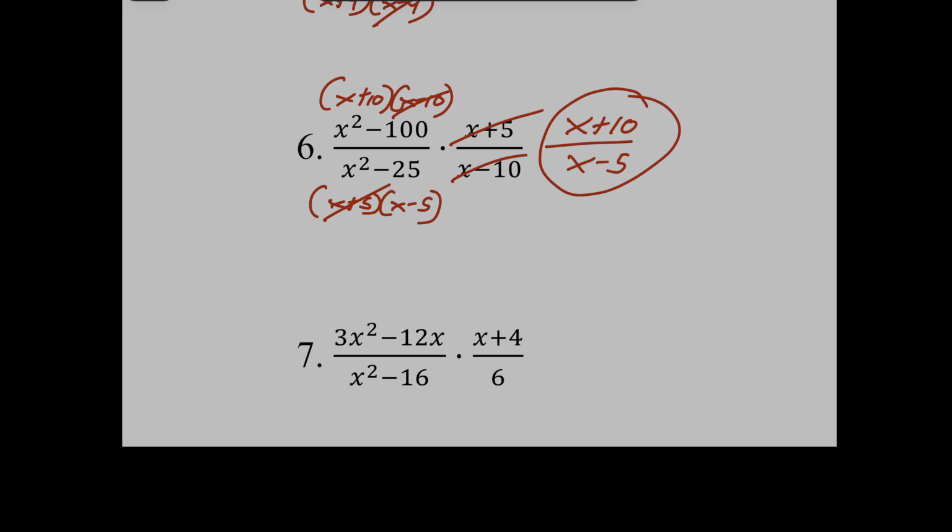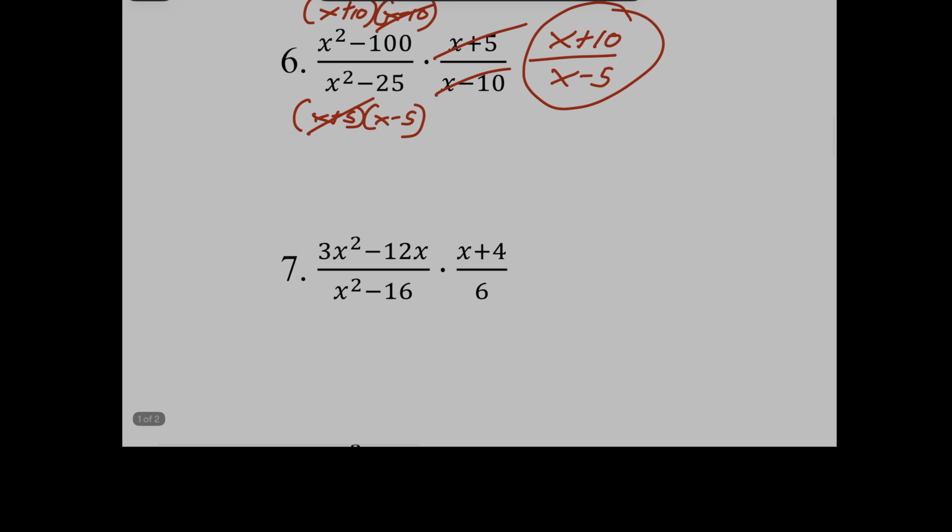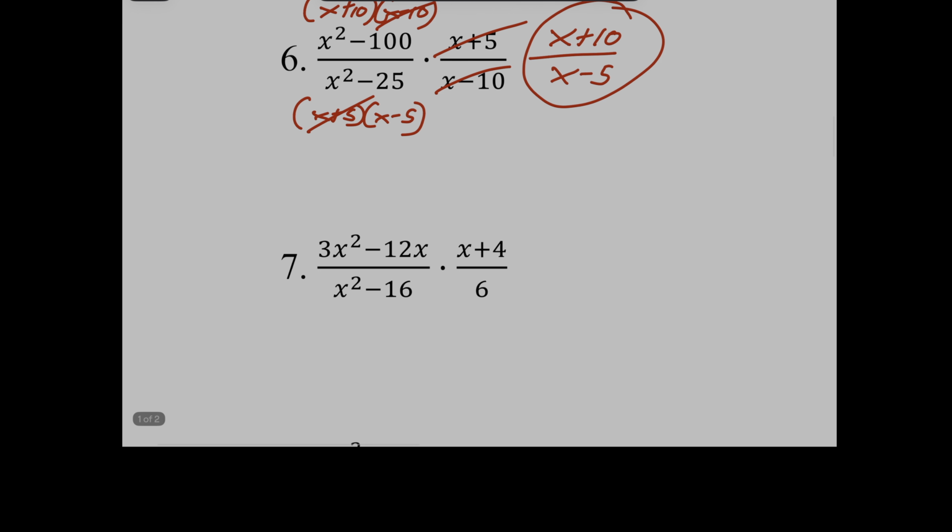Okay, number 7. Now, remember, you got to factor this however you can. This one, you always start with what's the same. And I can always pull out, I'm looking here, I can pull out a 3 and I can pull out an x. What's left over? X minus 4. How about this one? X plus 4, x minus 4.